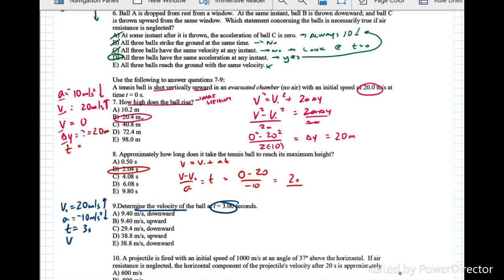If I want the velocity, we'll just use the first equation because it has those 4 things in it. Velocity is equal to initial velocity plus acceleration times time. Velocity is 20 plus negative 10 times 3, giving me a velocity of negative 10 meters per second, which means it's down. We said up was the positive direction, so anything that's negative is in the downward direction.